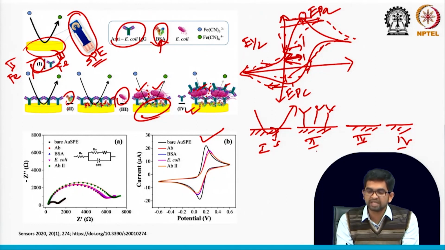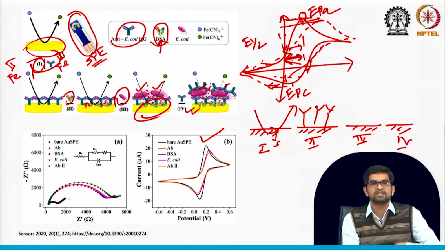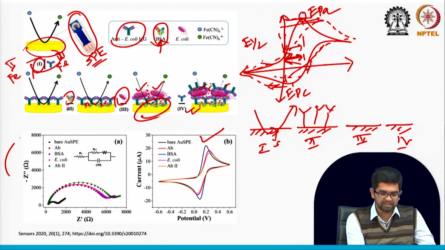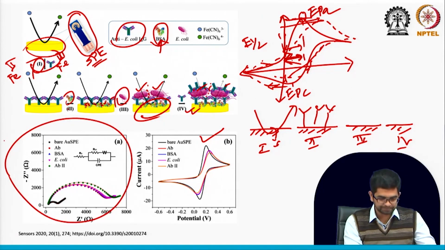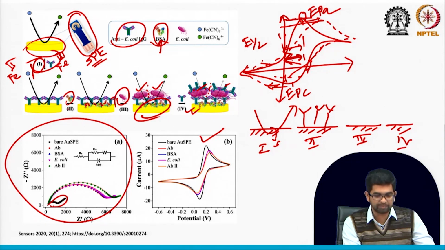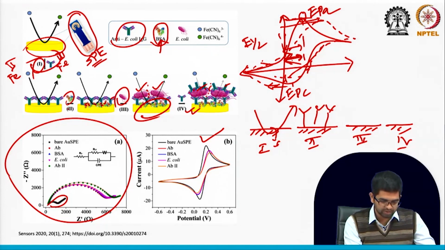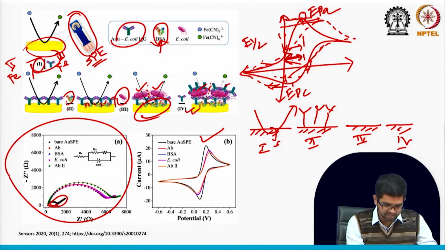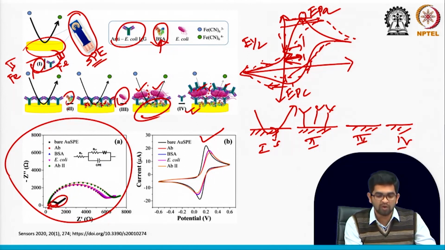So this impedance value should increase, right? You can see now on the left-hand side the impedance data. First, the black one is the bare. If you see the bare one, as I told, because the electron transfer is very fast, the impedance value is very low. That is why we are getting this small RCT value. So this is the RCT, and RCT is very low.